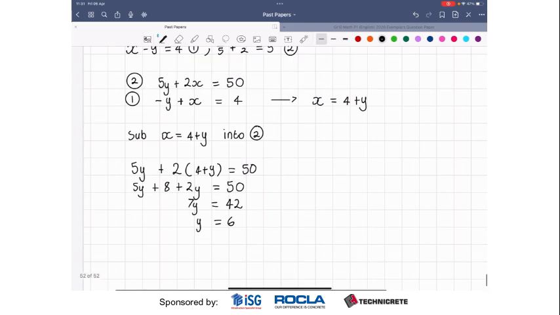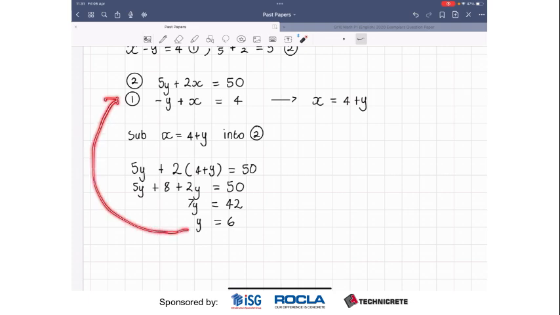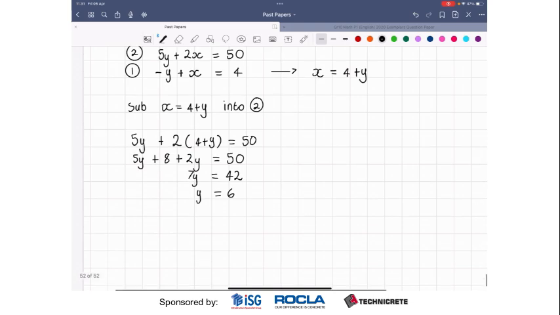And then I can take this y equals 6, and I can substitute it either back into equation 1 or into equation 2, whichever I like. Again, I'm going to choose equation 1 because it's simpler. So everywhere that I see y, I'm just going to write 6. So for equation 1, I have a negative y, so I'm going to write negative 6 plus x is equal to 4. And I'm going to take the 6 to the other side, it becomes positive, and I'm going to have 4 plus 6 is equal to 10.